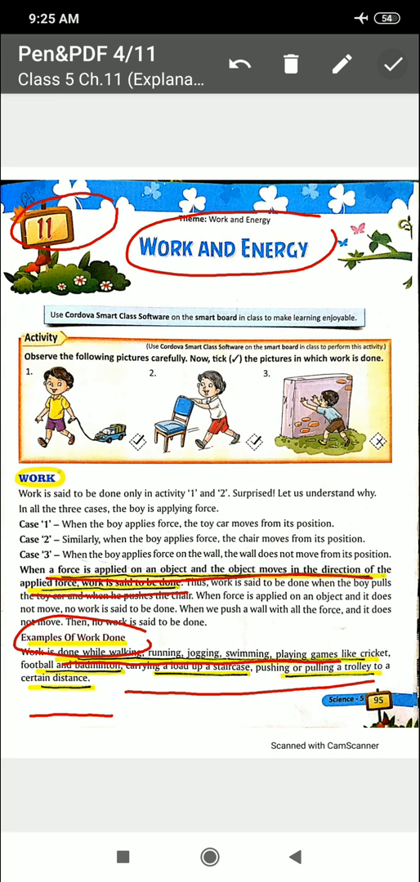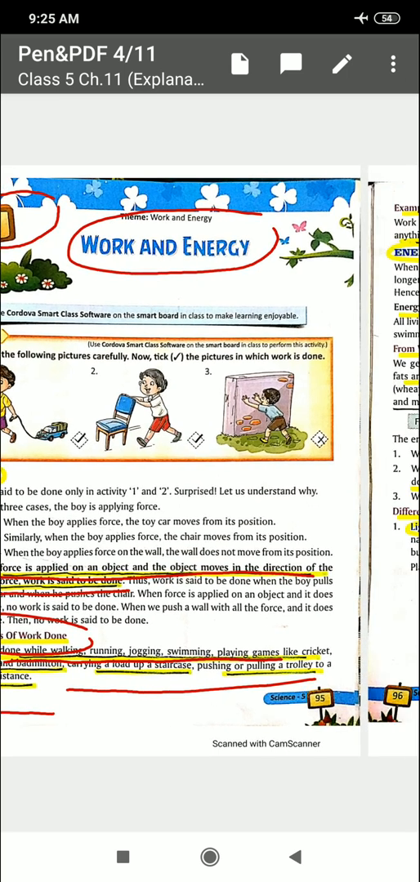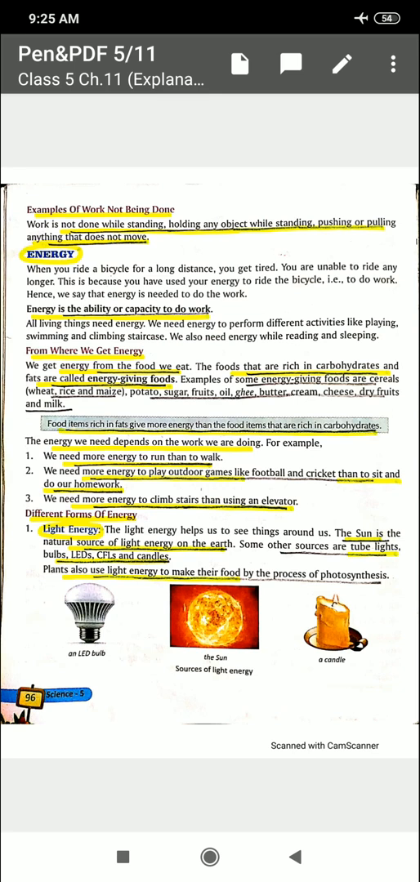Now let us discuss a few examples of work not being done. See here now, the examples of work not being done. Work is not done while holding any object, while standing, pushing or pulling anything that does not move.